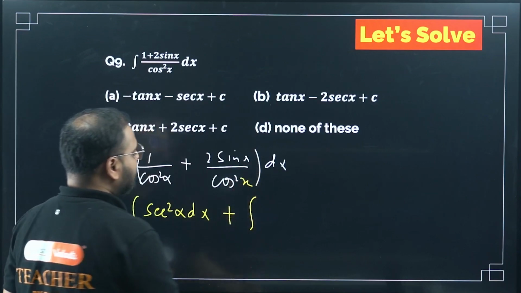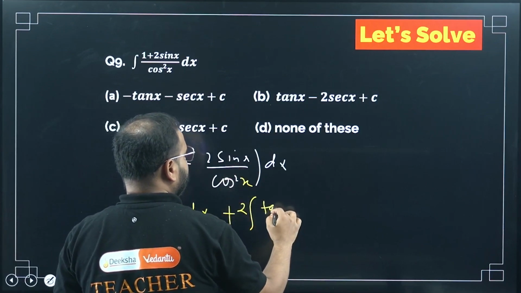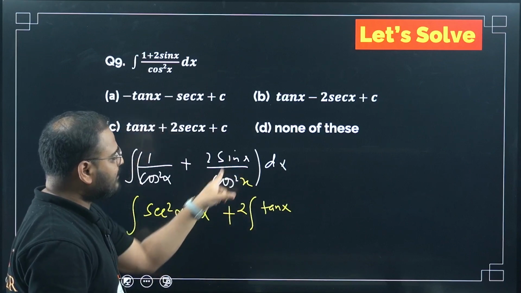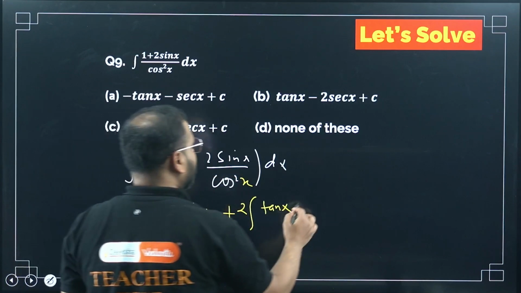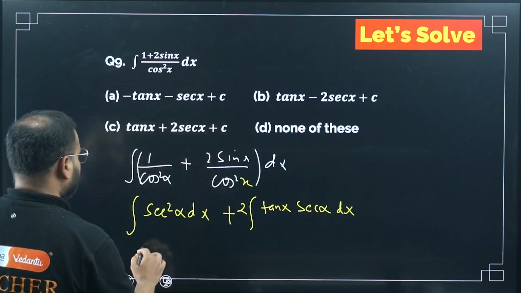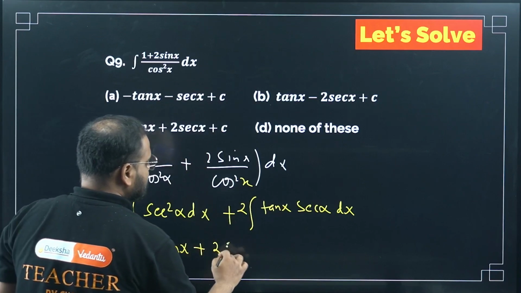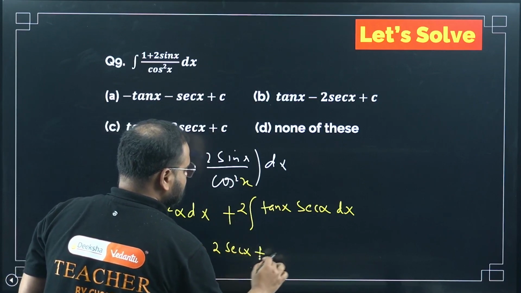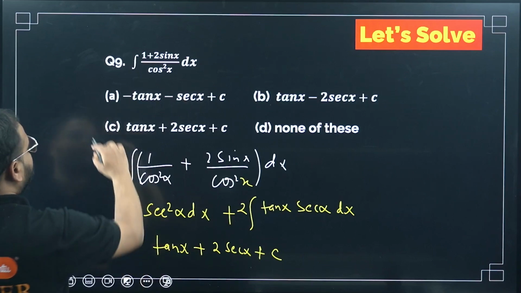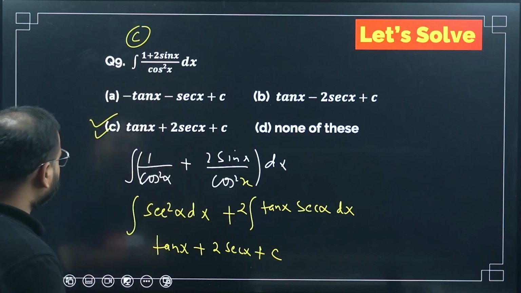2 sin x by cos x, I can write 2 here. Sin x by cos will be tan. And one more cos is left in the denominator. There are 2 cos, right? Sin with this cos will make tan, and one more cos is there, it will become secant x, again with dx. What's the integration over here? Please check. This will be simply tan x, and this will be 2 secant x plus c. Any option like this? Tan x plus 2 secant x plus c. Option C. Simple question, very, very simple problem.